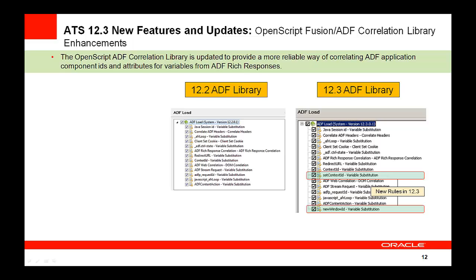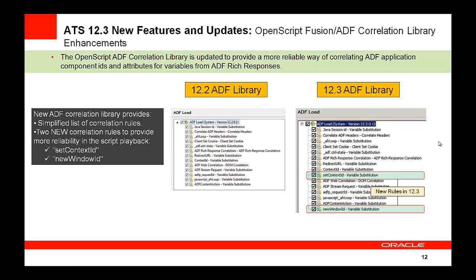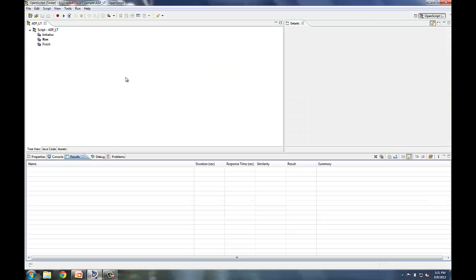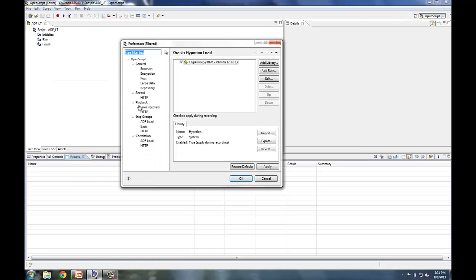In 12.3, the OpenScript ADF correlation library is updated to provide a more reliable correlation of component IDs and attributes for variables from ADF-rich responses. As you can see from the screenshots, the 12.2 correlation rules are still in 12.3. In 12.3, there are two new correlation rules to provide a more reliable playback, and they are Set Context ID and New Window ID. Let's go ahead and take a look at the new correlation rules for Fusion ADF. Click on View, OpenScript Preferences, and go to the Correlation section and highlight ADF Load.